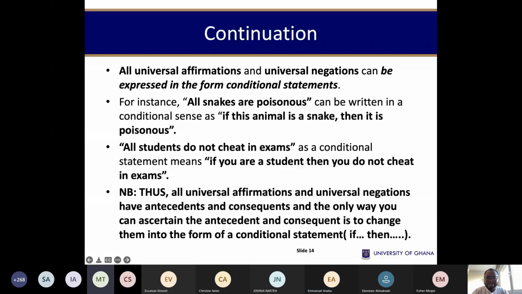So the answer is that no man is matured, or all men are immature. That is a universal negation.